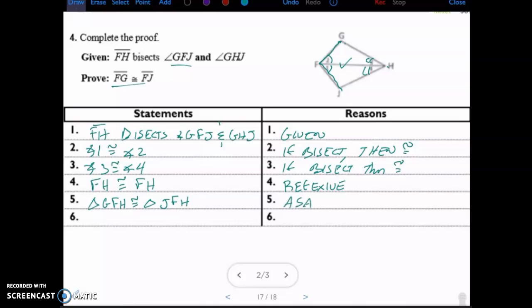touching both angles. And now finally I could say FG is congruent to FJ because of CPCTC. Corresponding parts of congruent triangles are congruent. Okay. Got one more.